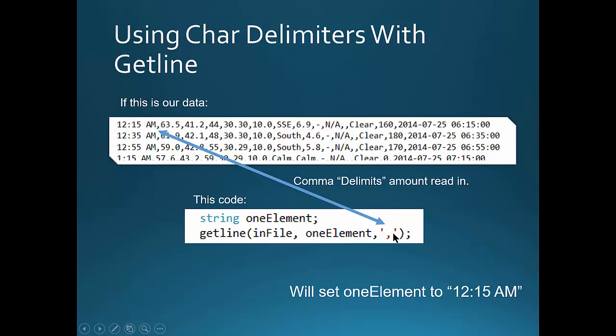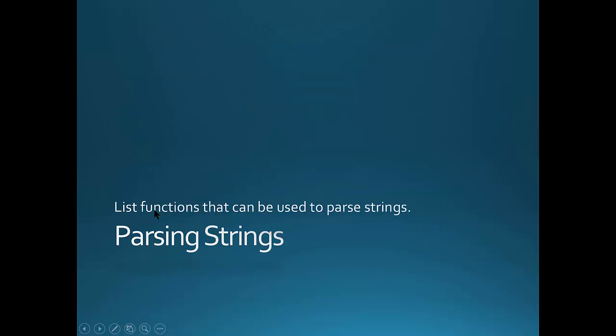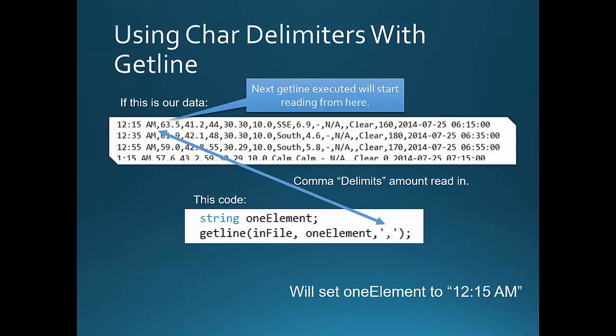So the comma is what we're reading to. And you notice that it will not bring in the comma itself. It just brings in the values up to that comma. It will consume this comma and take it out of the file, though. And then the next one will start reading with 63.5. So that's one way of reading one element at a time.